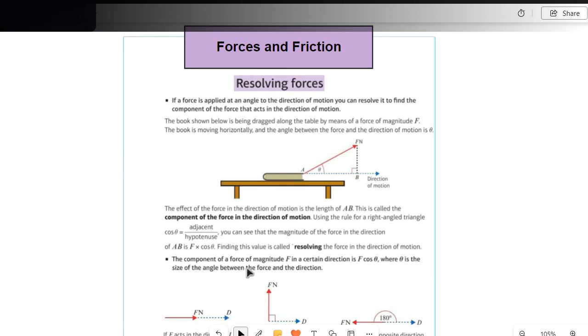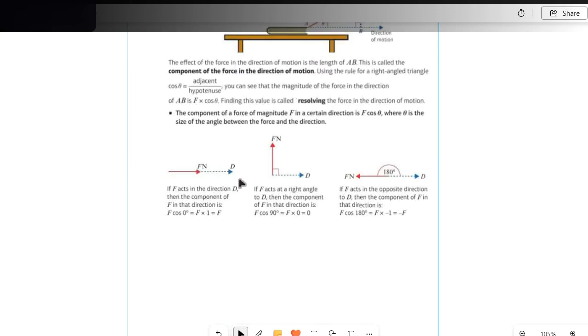The component of a force of magnitude F in a certain direction is F cos theta, where theta is the size of the angle between the force and the direction. If F acts in the direction D, then the component of F in that direction is F cos 0, which is F multiplied by 1, which is also F.